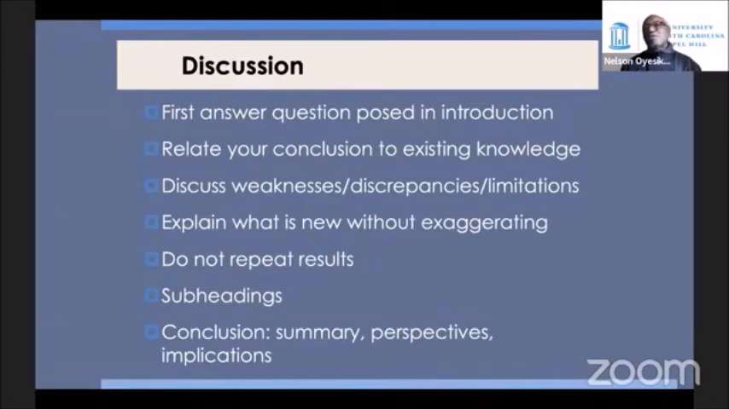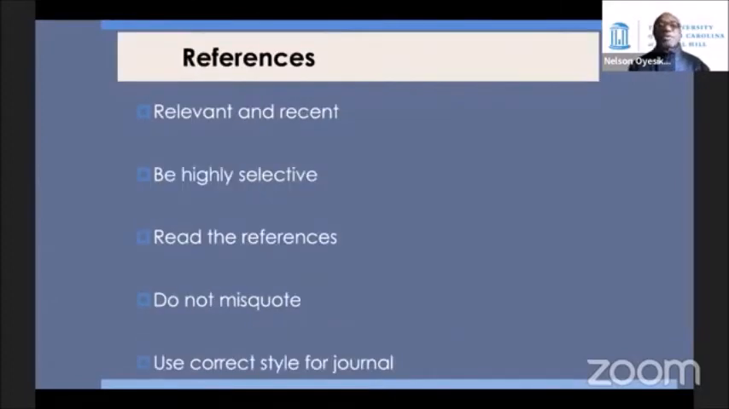And then you've got to say what's new without exaggerating why it's important. And you do not want to rehash all the results and every chart and every data point. That is not necessary. Subheadings are good to organize your thought process and make it easy for people to digest and figure out what you're saying. And then finally, the conclusion, two to three sentences, maybe a paragraph at most, as to what the conclusions are, a summary statement, perspectives, and maybe future work or implications for the study.